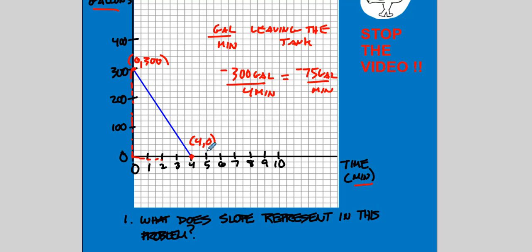Again, you could do this without using the graph. You could make a slope table. We talked about that in the slope video. So this would be minutes, that's the horizontal axis. This would be gallons. You have the point 0, 300. You have the point 4, 0. So if I'm going to go this way, the change in gallons over the change in minutes is 300 minus 0 over 0 minus 4, which is negative 75 gallons per minute.